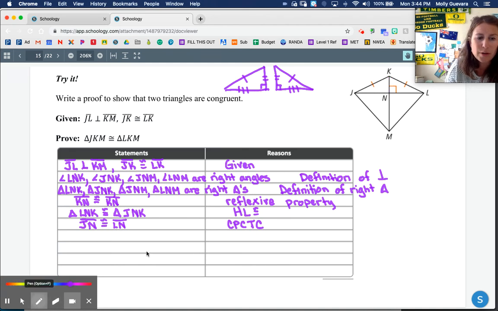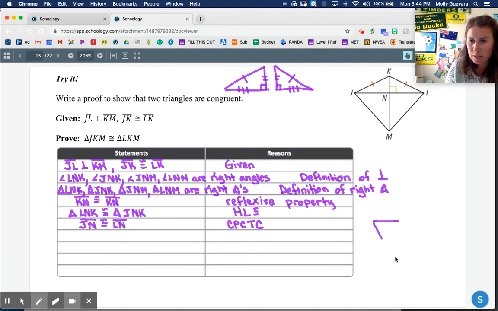So now I want to kind of prove that these bottom two are congruent. So I'm going to draw them separately. I think that's kind of helpful. Okay. I know that these are right because of earlier. And I also just proved that this side and this side are the same.